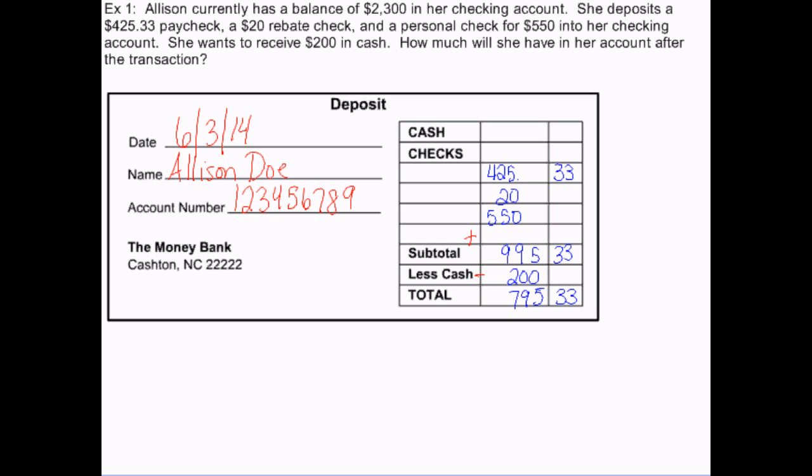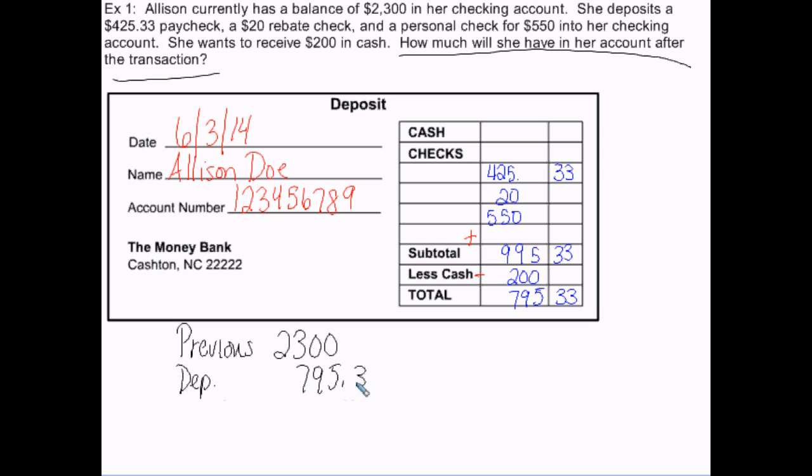Now the question asks us how much will she have in her account after the transaction. Well, she had $2,300. She's depositing $795.33. Which gives her a new balance of $3,095.33. Any questions about that?